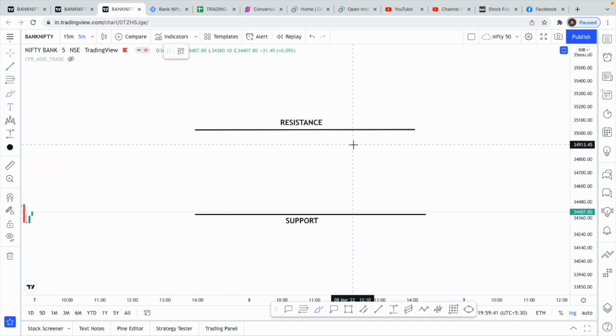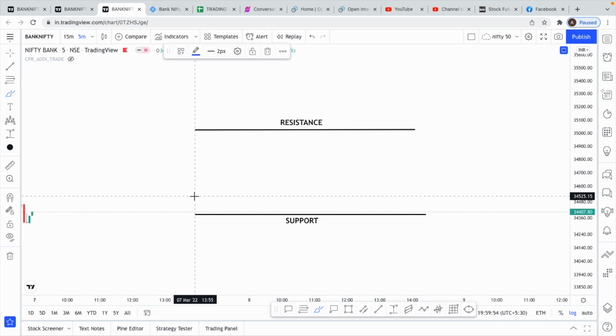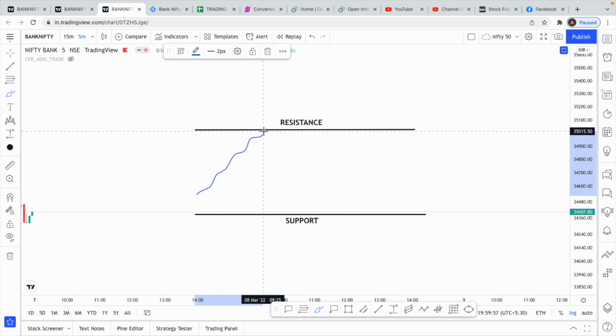Say we have one resistance line and a support line drawn, either using pivots, CPR, whatever it is, or you have drawn them manually. You have a resistance line, you have a support, and the market keeps going up. It comes close to a resistance, and it has to be an important resistance, like on a higher time frame. On the daily time frame or an hourly time frame, if there is a support or a resistance, it has to be a pretty good one.